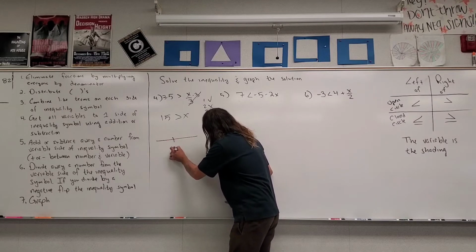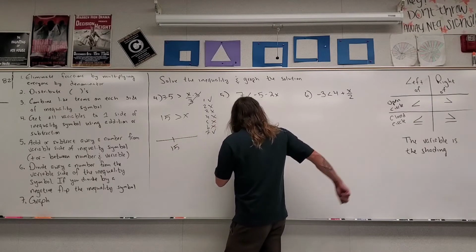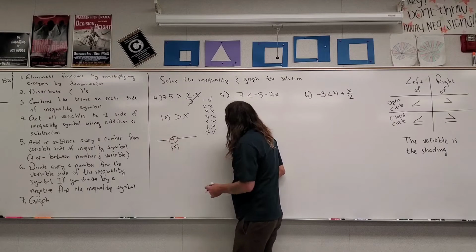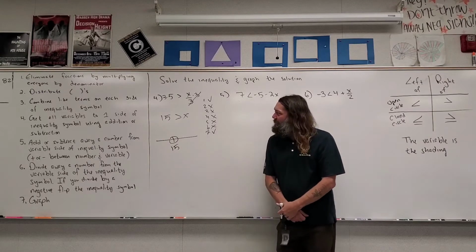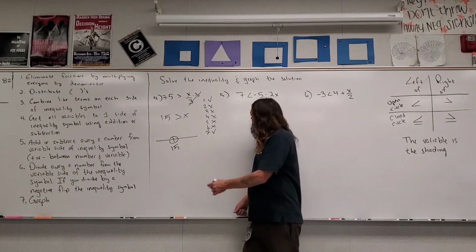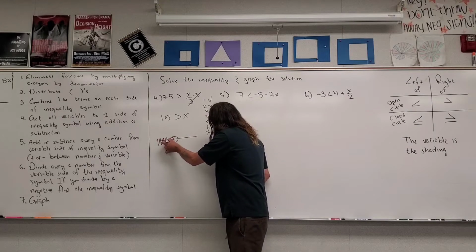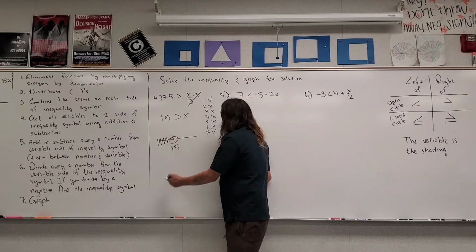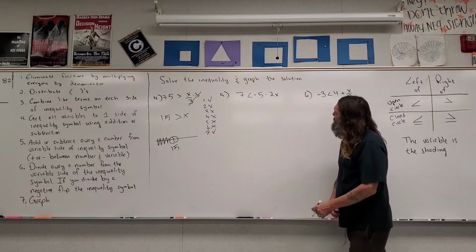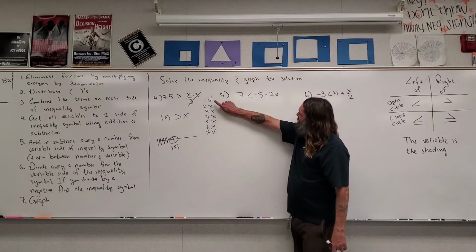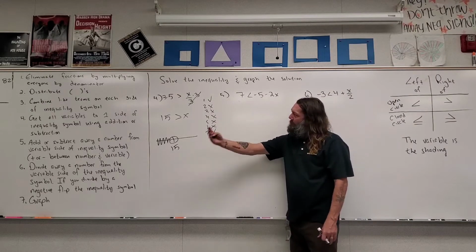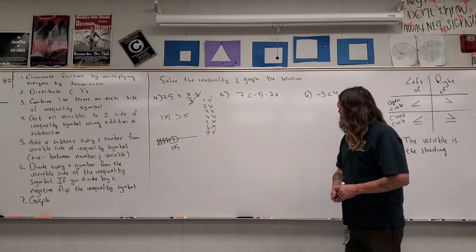So there's my 15. According to my chart, it's an open circle. And I have to shade on the left because 15 is on the right of the shading. So there's my shading, and 15 is on the right side of that. So that's what I'm looking for on problem 4. I want to see that you can do step 1 and step 7 with a variable on the left side.